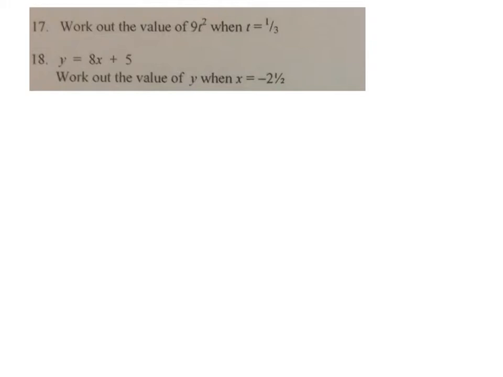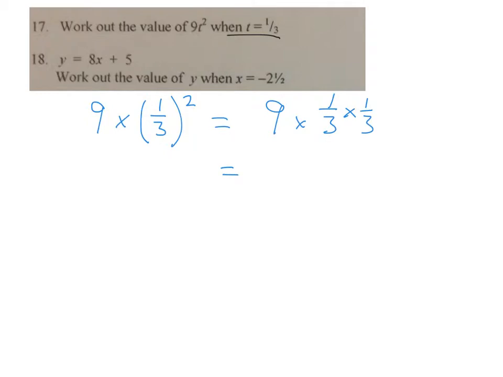So, work out the value of 9t squared when t is equal to 1/3. So this is a substitution problem. 9 times 1/3 squared. Squared means times by itself, so it's 9 times 1/3 times 1/3. Multiplying fractions, times the top, times the bottom. So that is 9 times 1/9.